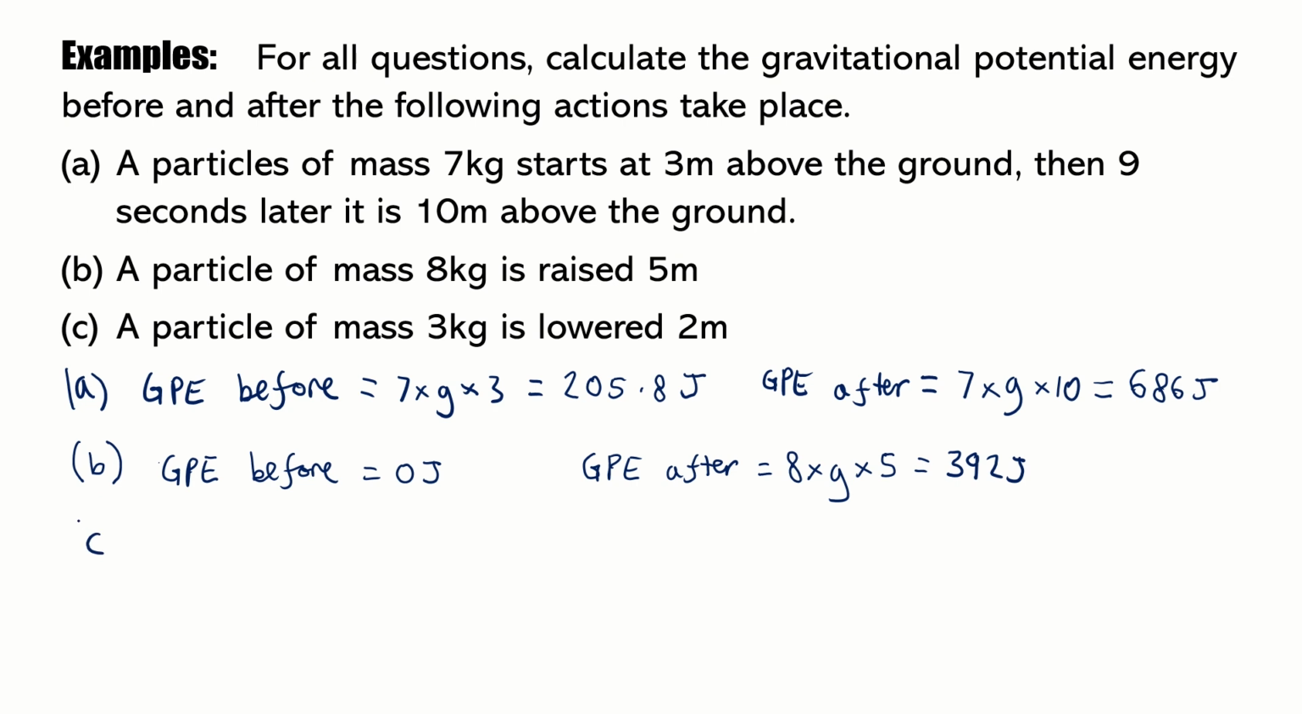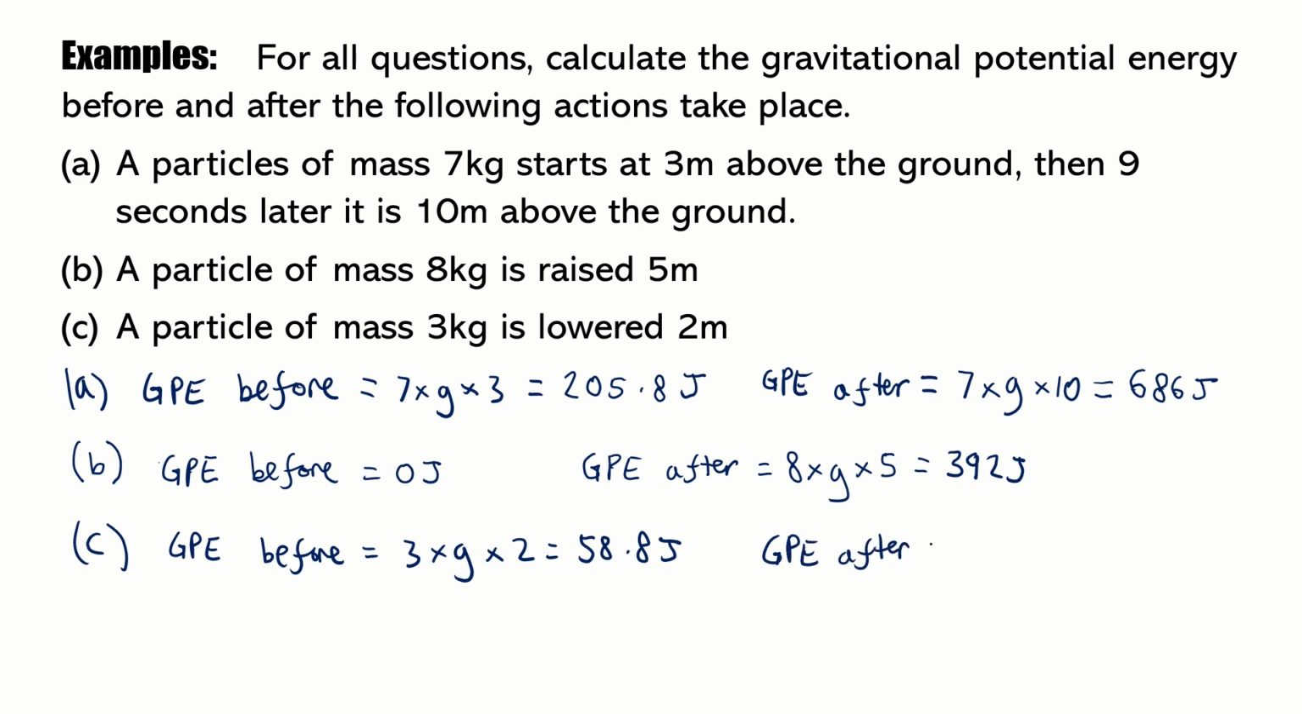Then on to part C, similar sort of issue. We don't know where the ground is, but this time it's starting up higher and then it's getting lower afterwards. So its lowest point is at the end, and initially it's 2 meters above that, so you could work out the h in reference to that. So we would have the mass of 3 times g times h being taken as 2. So that would come to 58.8 joules. And the GPE after, this time, it's now reached its lowest point, so the GPE would be 0 as a result.